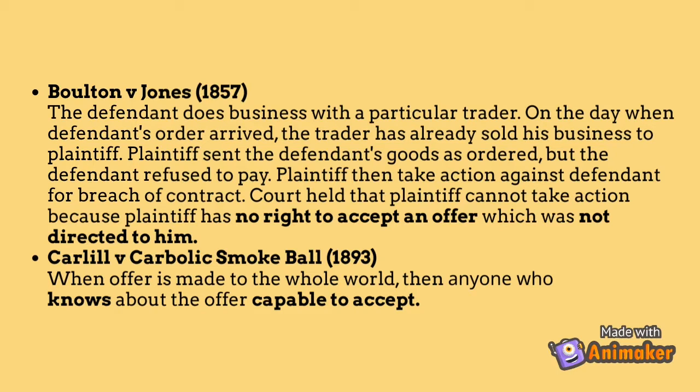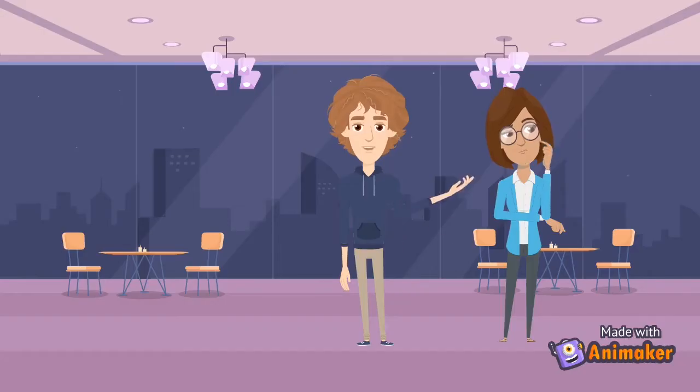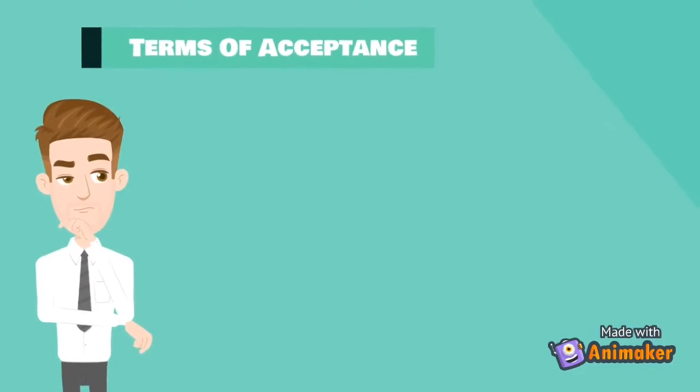Next, Carlill vs. Carbolic Smoke Ball, where an offer is made to the whole world, then anyone who knows about the offer is capable of accepting it. For example, Aaron offers to buy Mia's car for 40,000 ringgit and Mia accepts such an offer. Now, this has become a promise.